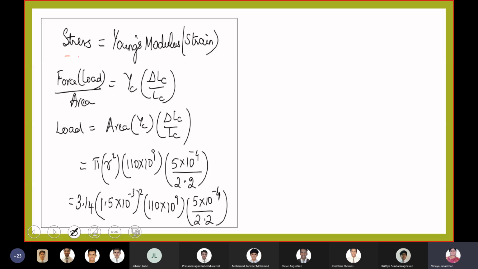So stress is equal to Young's modulus into strain. What is stress? It is the force divided by area. The force is nothing but your load. So load is equal to area into this formula. Now you calculate, boys. Area is pi r square, where r is the radius. The diameter is given as, I think, 3 millimeter. So find the radius.